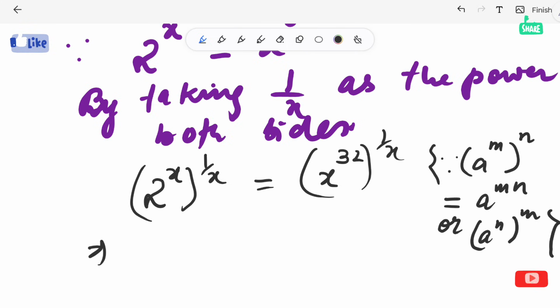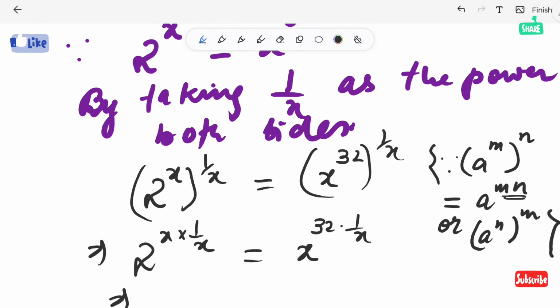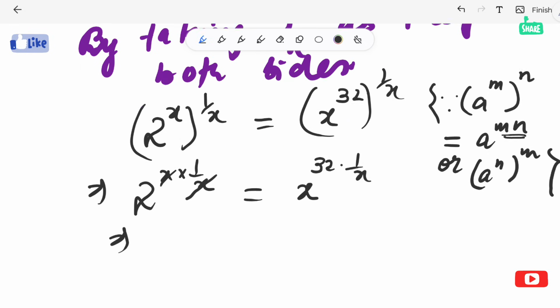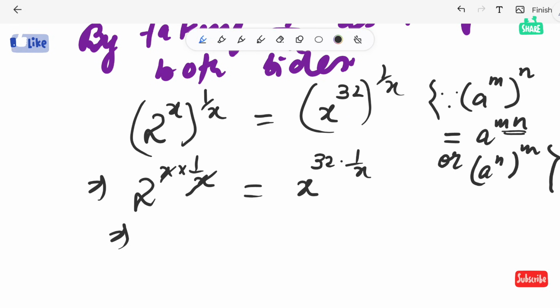So from this exponential formula, a to the power m which also has power n, both the powers will be multiplied. So I'm using this concept: x into 1 by x, and here also x to the power 32 into 1 by x. What will happen here? x and x will be cancelled with each other, isn't it? Now after that, 2 to the power 1 is there, and here we have x to the power 32 ones are 32, by x.